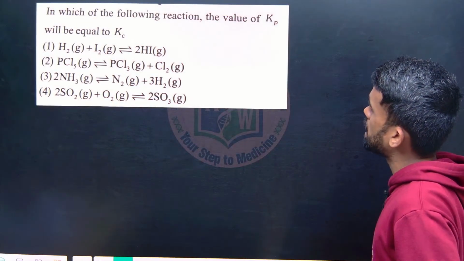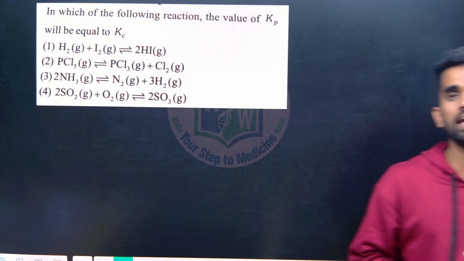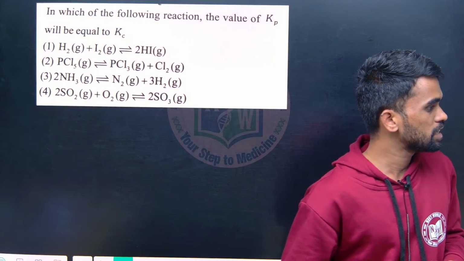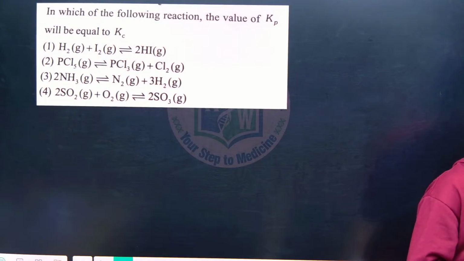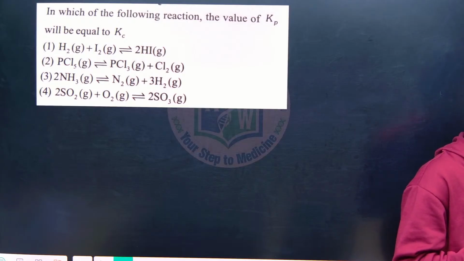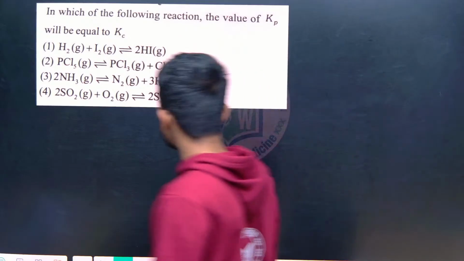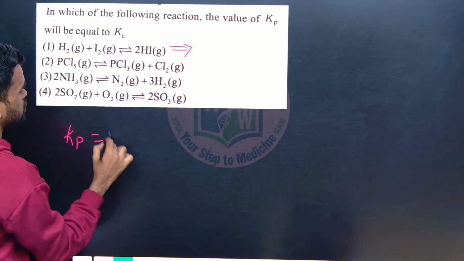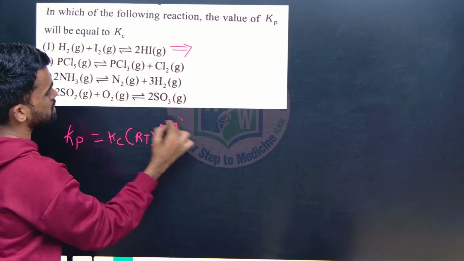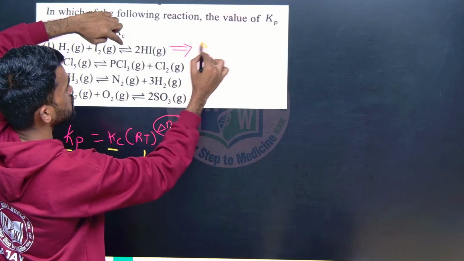Now tell me your answer for this question. The value of Kp will be equal to Kc in which case? You can answer easily. Those who are online, you can also answer if you know that. Just write it in the chat box. So what to do? Just find the Kp Kc relation they are asking. RT power delta Ng, just find this delta Ng value. If it is 0, then this whole term becomes 1, then Kp equals Kc.